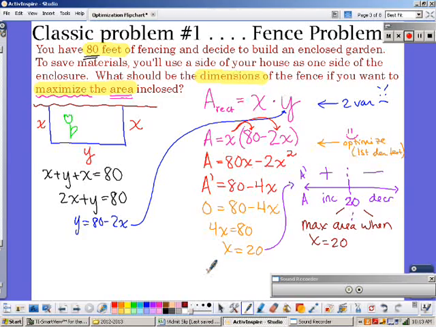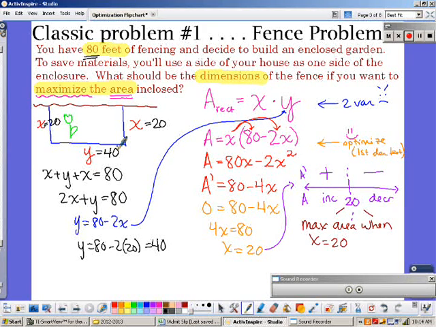Now let's go back to the problem and see if we've actually answered the problem. So when I go back up north to the problem, this problem asks me what are the dimensions right here. So I'm close to finished. I've told them one of the dimensions. I've told them that x had better be 20. We need to find y as well. So I can just plug this 20 right here into this blue equation to find out that y is 80 minus 2 times 20, or 40. So apparently, if I build a rectangular pen that's 20 by 40, I will get the maximum area.